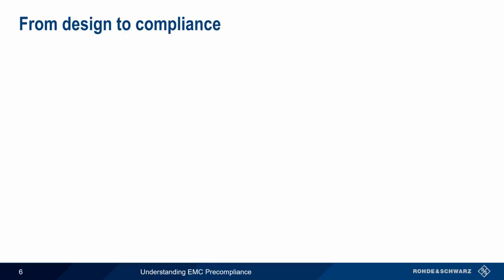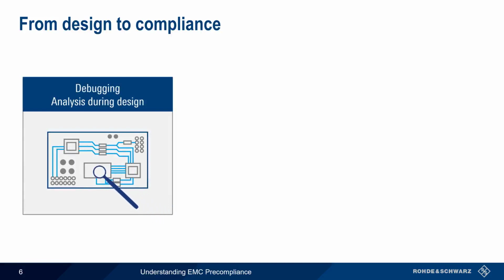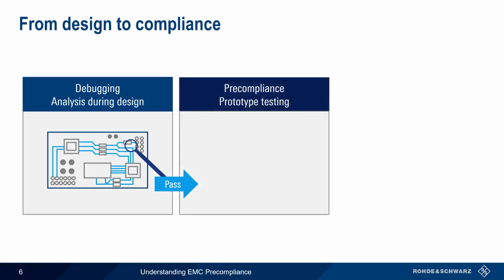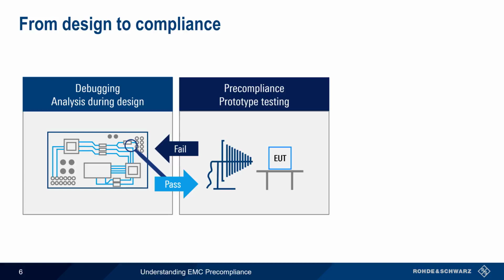Let's take a graphical look at the design to compliance process. As already discussed, it's a good idea to incorporate EMI debugging and analysis into the design process itself. If initial measurements don't reveal any serious issues, the next step is to move into pre-compliance testing. Here, the attempt is to test the EUT in a way that most closely approximates the required compliance tests. If any of these tests are failed, the EUT is debugged and any necessary changes are made.